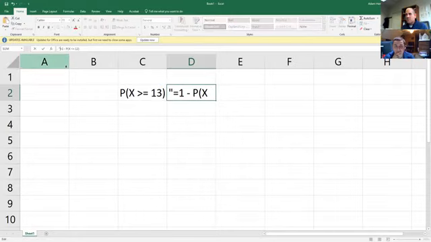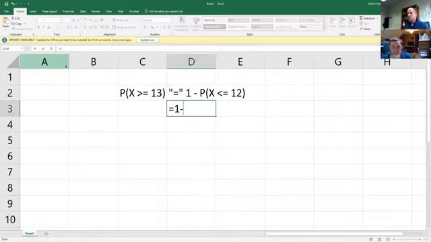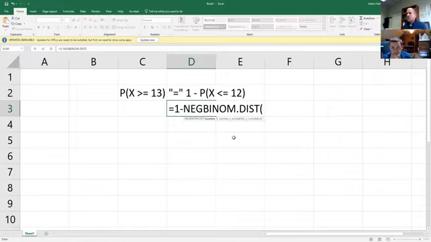I'll put quotation marks around this. It doesn't actually try to compute it. Does that make sense? So I go equals. The reason I did that is because I want to use the cumulative distribution function. Equal to 1 minus, you said it was negative binomial distribution. How many failures am I going to have? Well, it's the probability that the number of free throws is less than or equal to 12. So how many failures am I going to have?